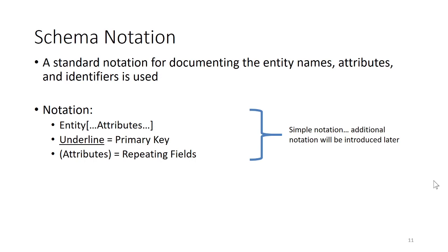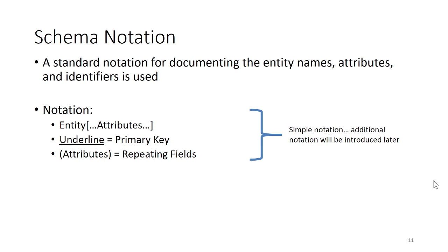The notation which you will use, and you get used to have this kind of notation in your practical as well as exam, would be something like this. Notation would be entity, and then square brackets, you can use attributes. You use underline for the primary key attribute, and also for the repeating fields, you can use a parenthesis or normal brackets. There would be some more details in notation, and you will gradually learn all of this.